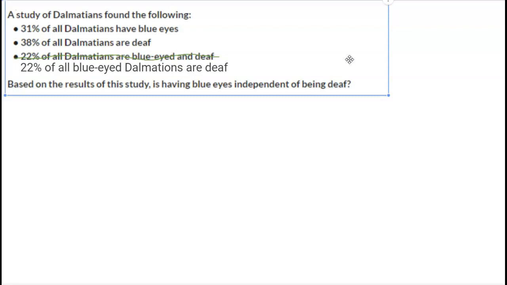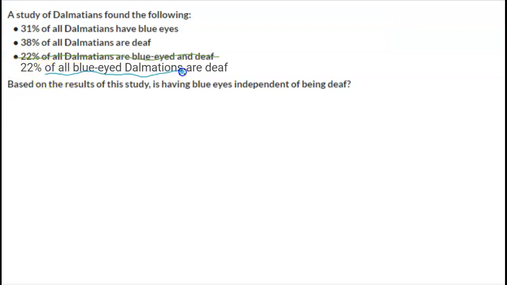But what I need you to think about is how do you translate that new statement into probability or conditional probability? 22% of all blue-eyed Dalmatians. I really want you to think about that phrase. Of all blue-eyed Dalmatians, right, are deaf. If I know that they have blue eyes, then I know the probability of their deafness is 22%. That's very different than what I crossed off. 22% of all Dalmatians, that's any random Dalmatian, any eye color, any height, any weight, any age, whatever, all of them have both blue-eyed and deaf as traits.